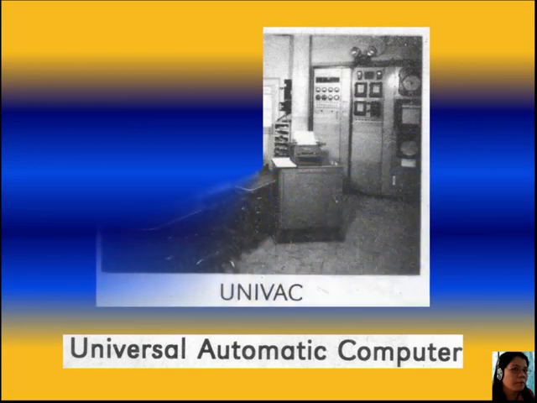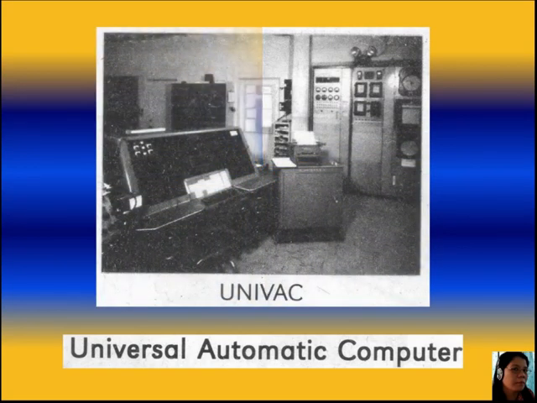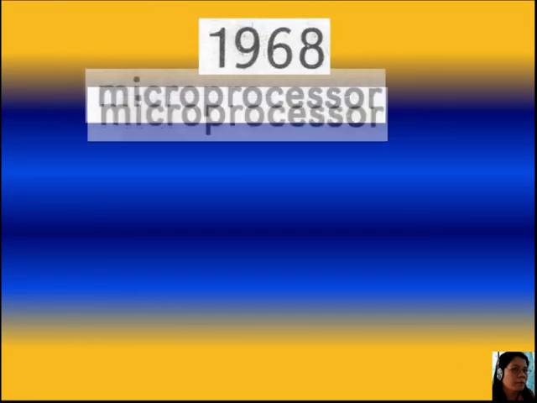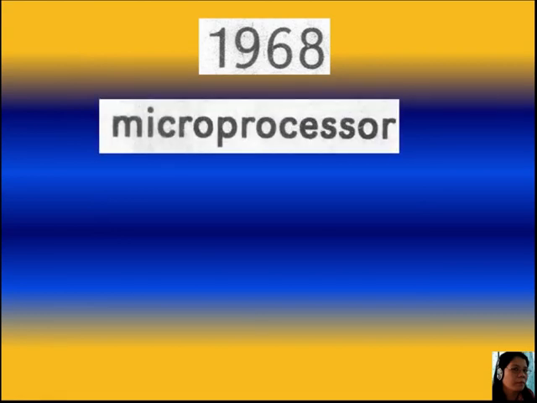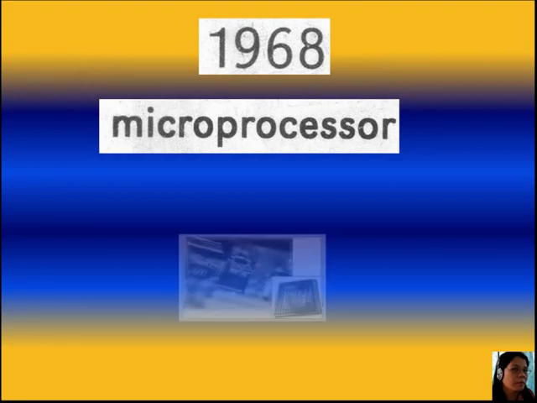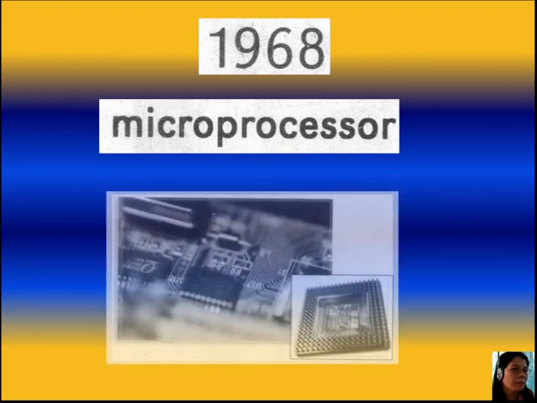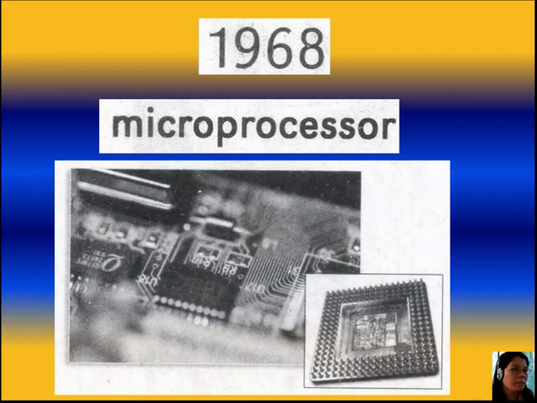In 1968, computers started using microprocessors. A microprocessor is made up of silicon chips. Silicon chips are made up of silicon, an element found in sand. A microprocessor allows a computer to operate faster.